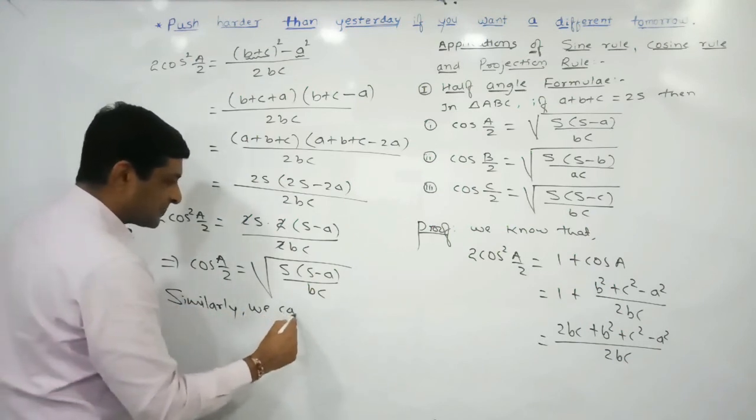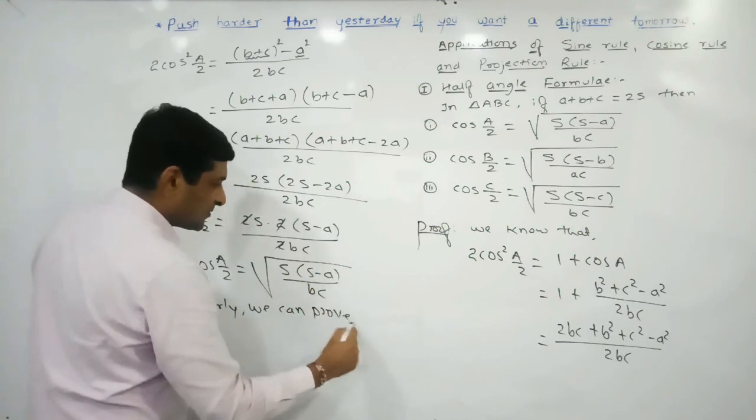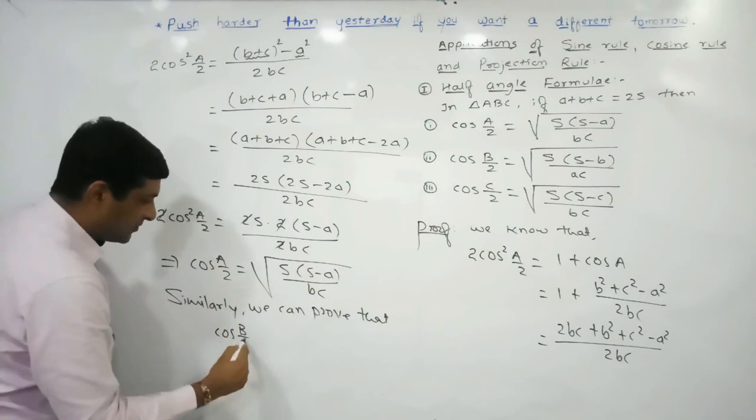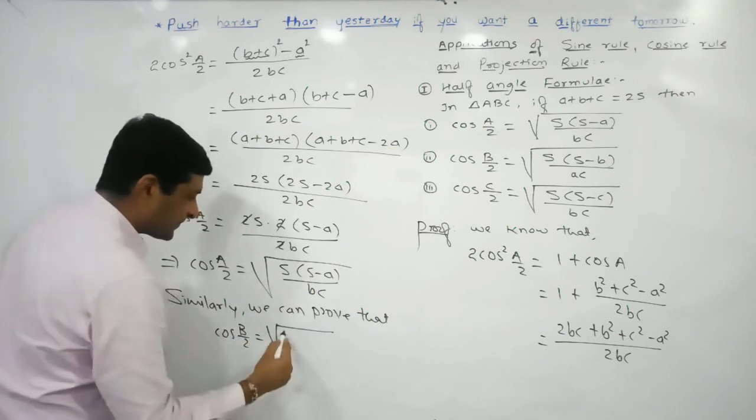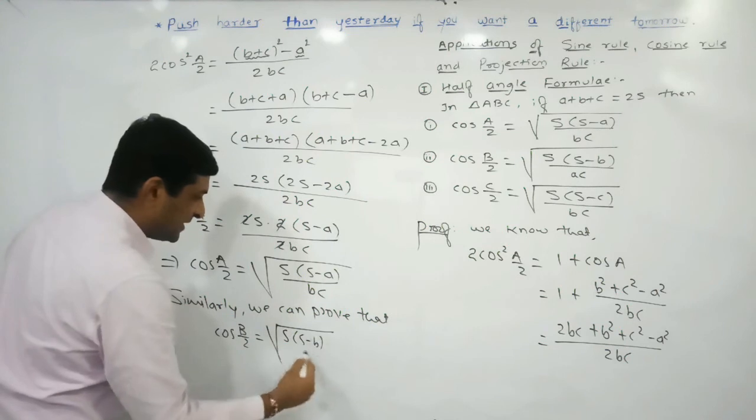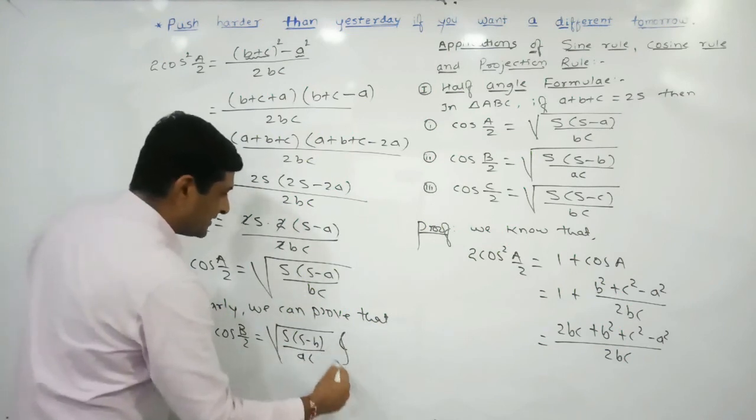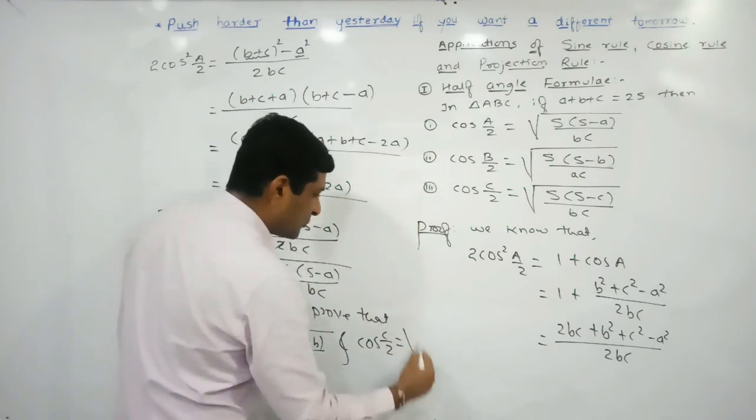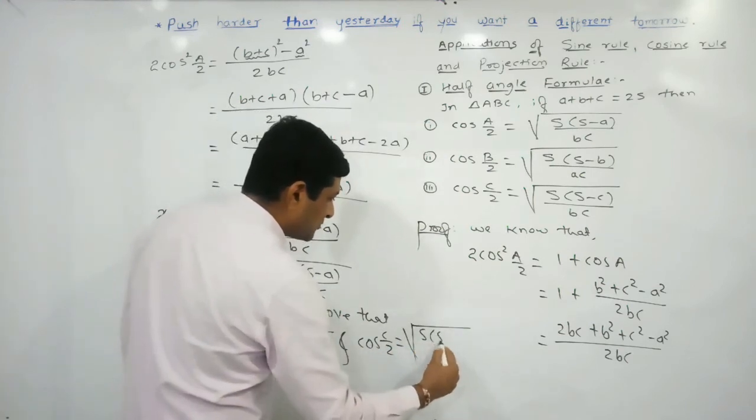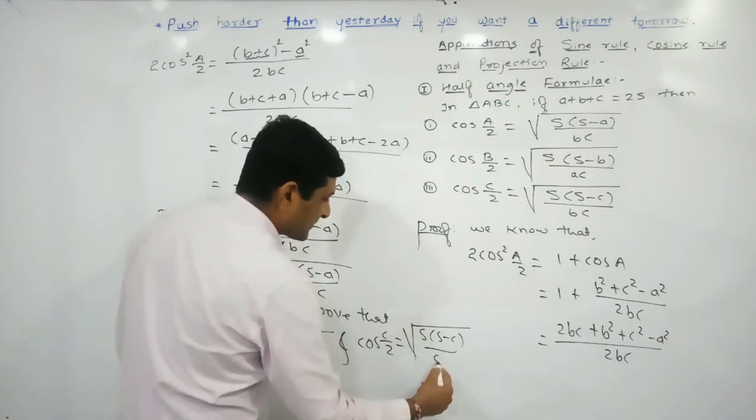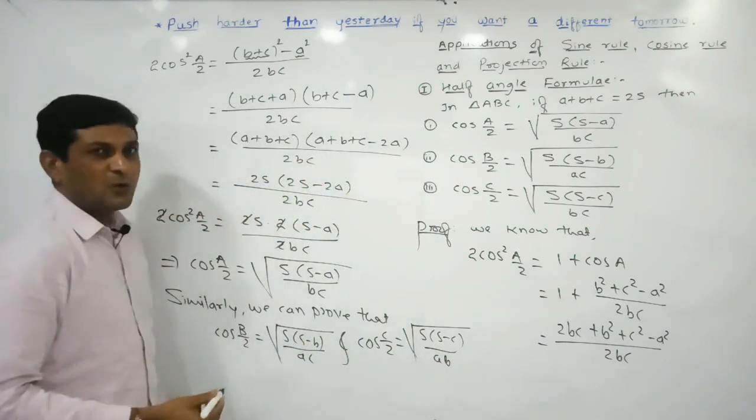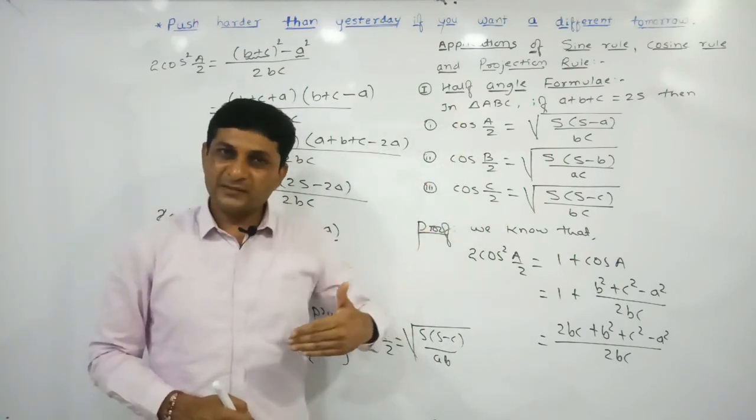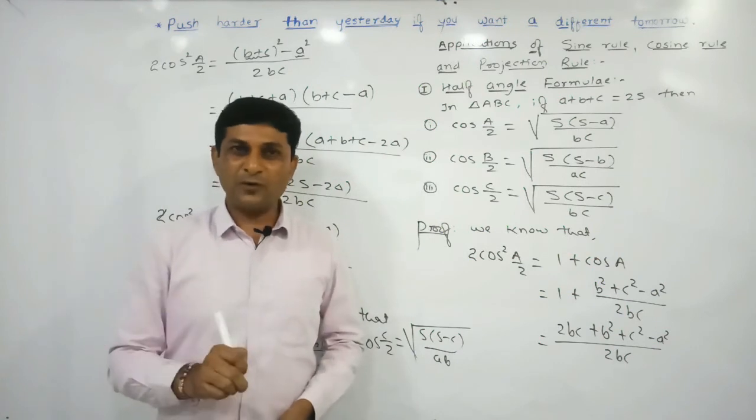we can prove that, what is the second value? That is cos b by 2 is equal to under root s into s minus b upon ac. And the third result is what? Cos c by 2 is equal to under root, again, s into s minus c upon ab. So in this way we have got the proof of half angle formulas for what? Cos.